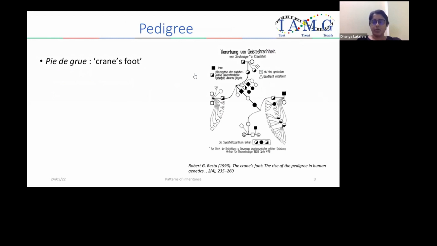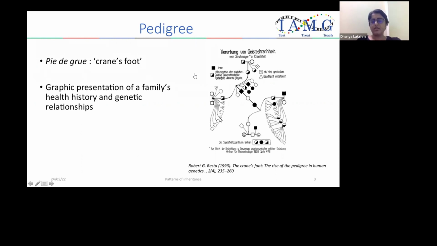So pedigree is an important tool that is used in clinical genetics, and the word pedigree has come from the word pied de grue, which is a French word which means crane's foot. So pedigree is a graphic representation of a family's health history and genetic relationship. Initially, when pedigree was used as a tool, instead of straight lines, curved lines were used, and this gave the resemblance of the foot of a crane. So that is how the word pedigree has been used since then.